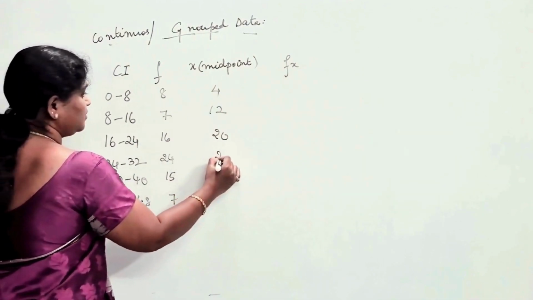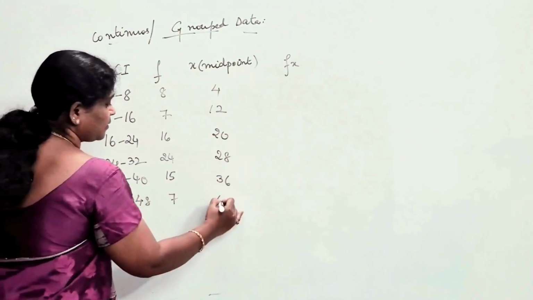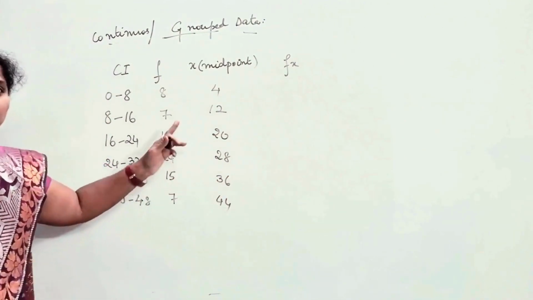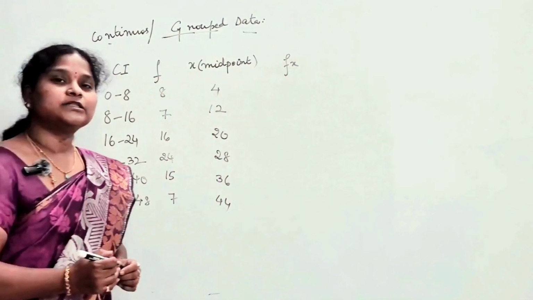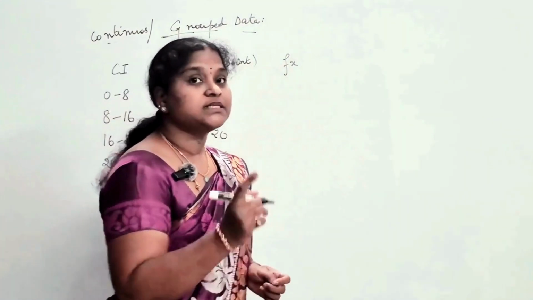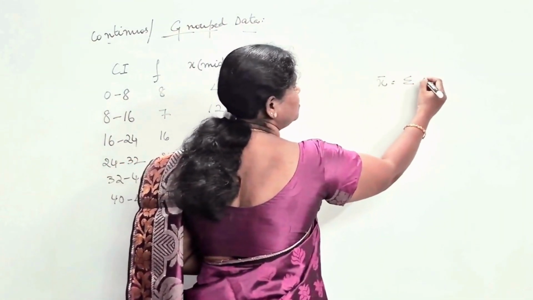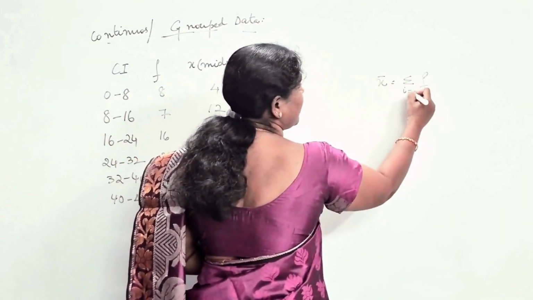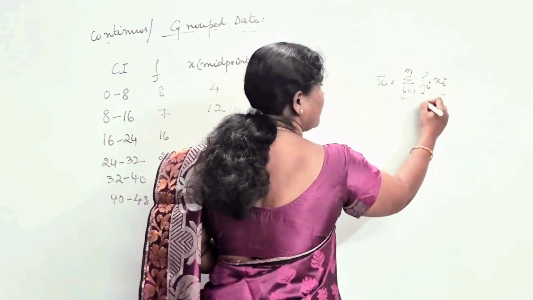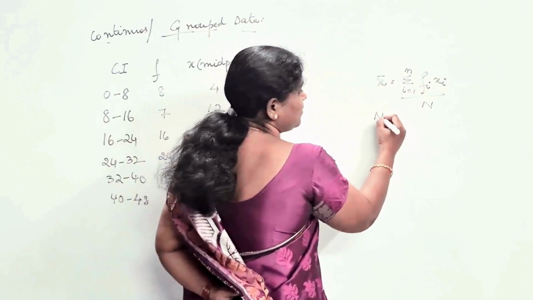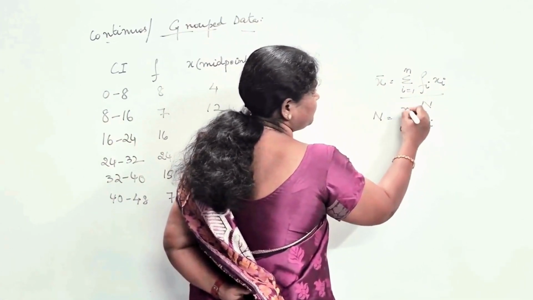20, 28, 36 and 44. Now we have the values of x and f. The formula to find arithmetic mean in terms of group frequency is also x bar is equal to sigma i runs from 1 to n sigma fi xi by capital N, where capital N is equal to sigma fi.